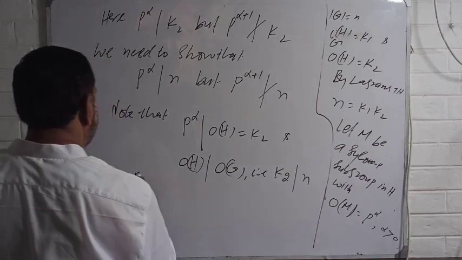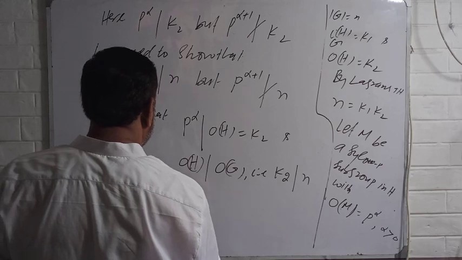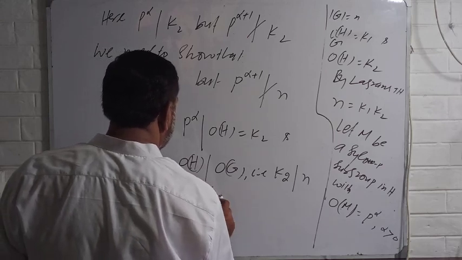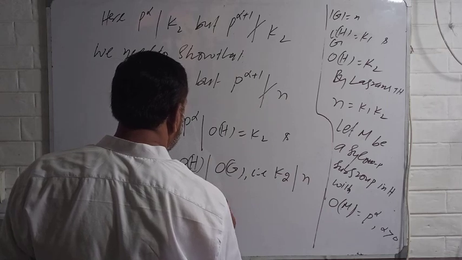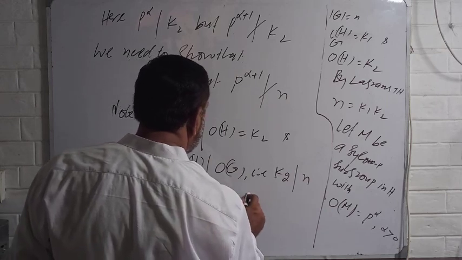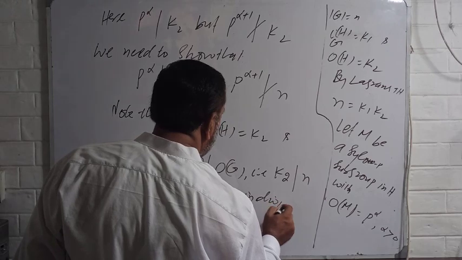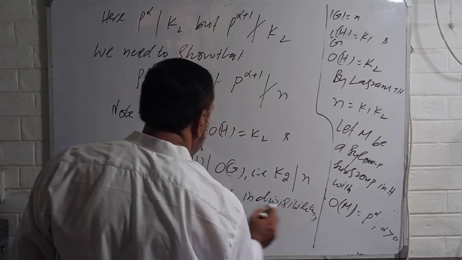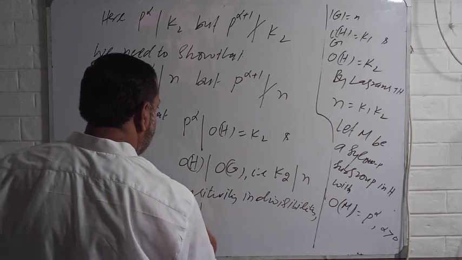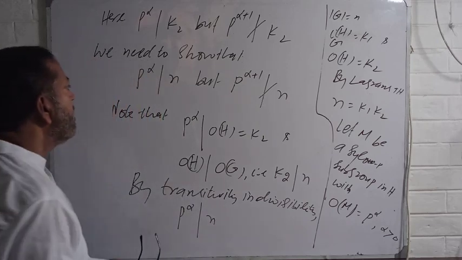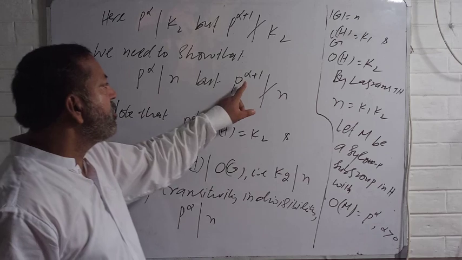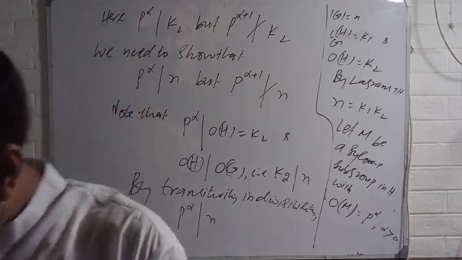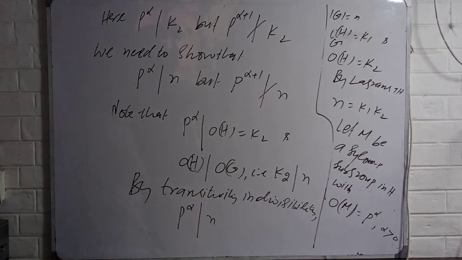So by transitivity of divisibility, P power alpha divides n. So one thing is satisfied. Now we need to show that P power alpha does not divide n. So we can also show this. There is no problem.